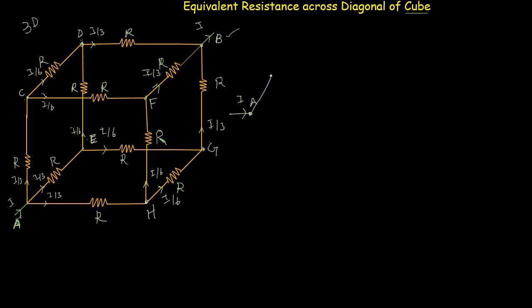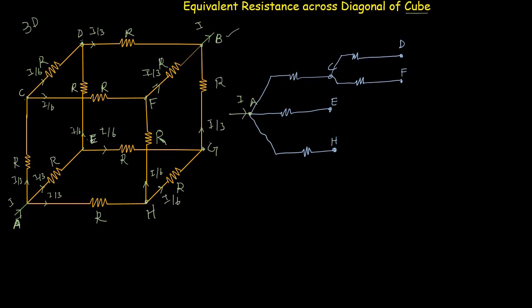So again the current is divided into three paths. The first path is from A towards C, the second path is from A towards E, and the third path followed by this current is from A towards H. Now at this point C, the current is again divided into two paths. The first path is from C to D, and the other path is from C to F.